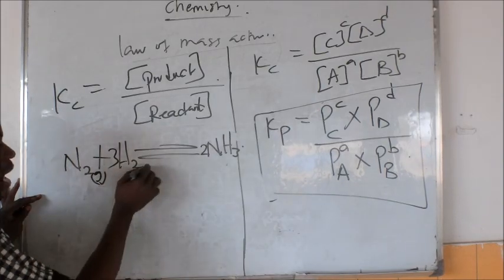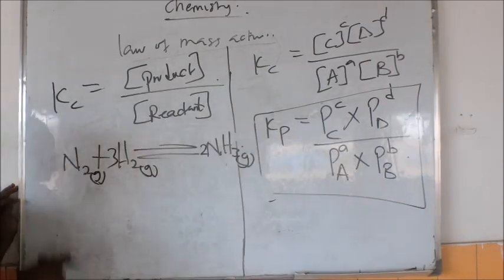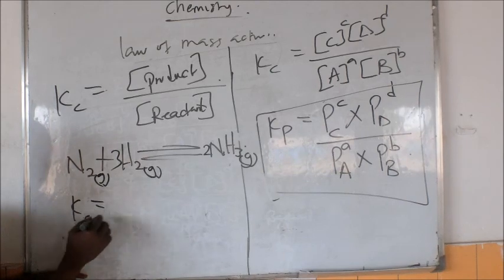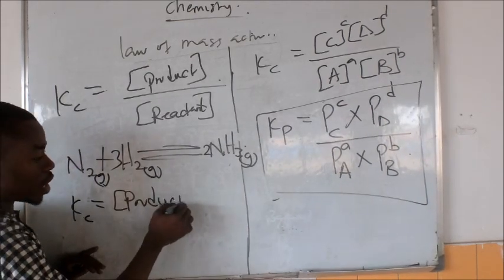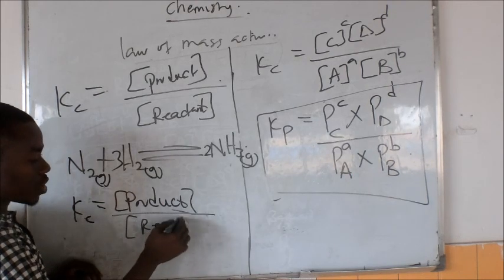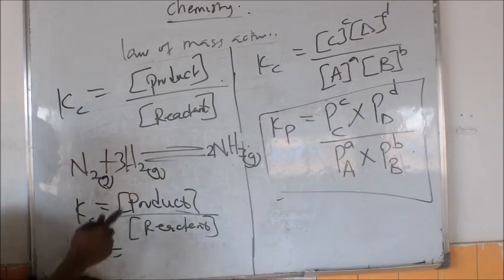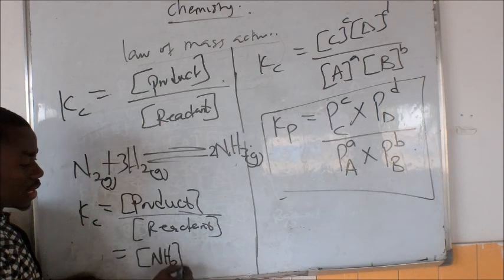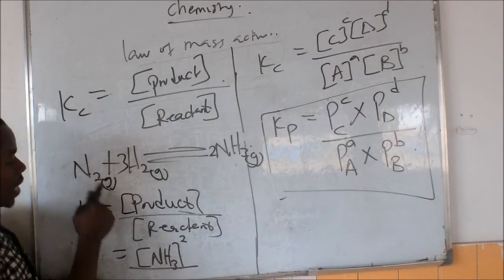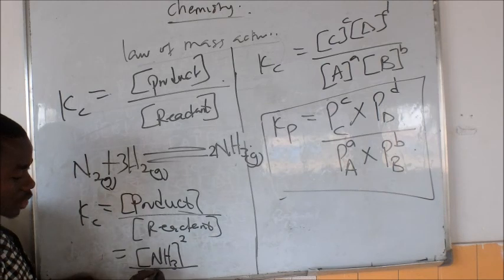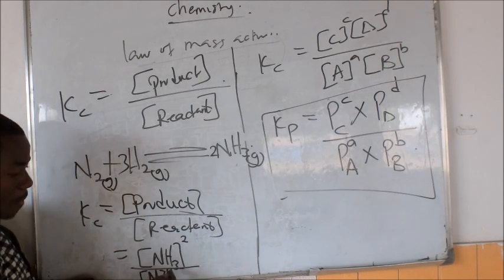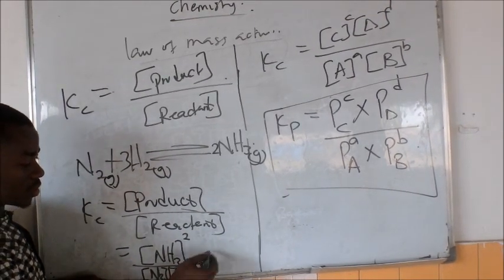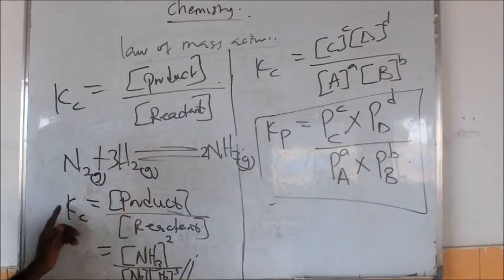If all of them are in gaseous states, you are now to write the equilibrium constant in terms of concentration. It is product concentration all over reactant concentration. Your product is NH3, so NH3 raised to power 2, divided by the concentration of N2 raised to power 1, multiplied by H2 raised to power 3. This is called the equilibrium constant in terms of concentration.